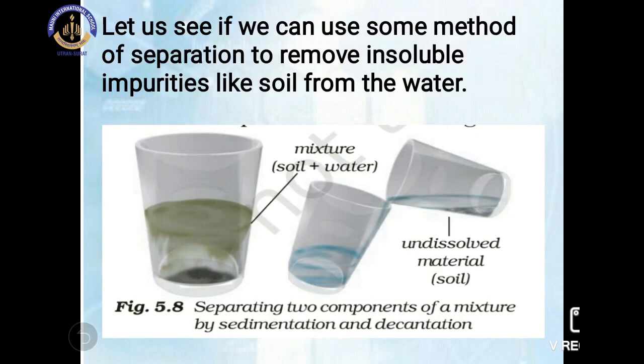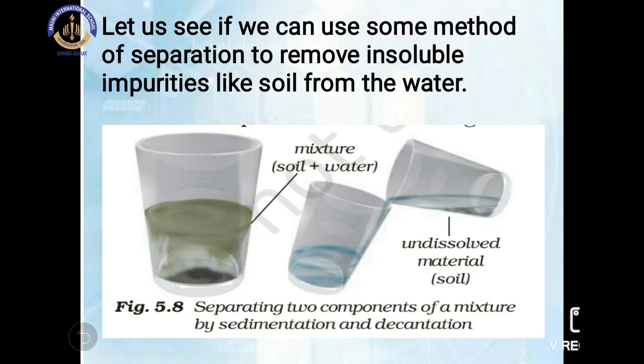Let us see if we can use some method of separation to remove insoluble impurities like soil from the water. So how can we do this? Take a glass or beaker, pour one-third or two-thirds of water into it, then mix soil into that water and stir it with a spoon, and after a few minutes observe what happened in the glass or beaker.